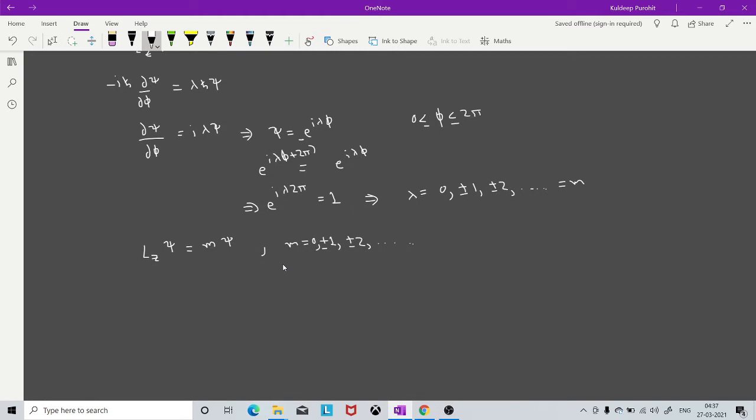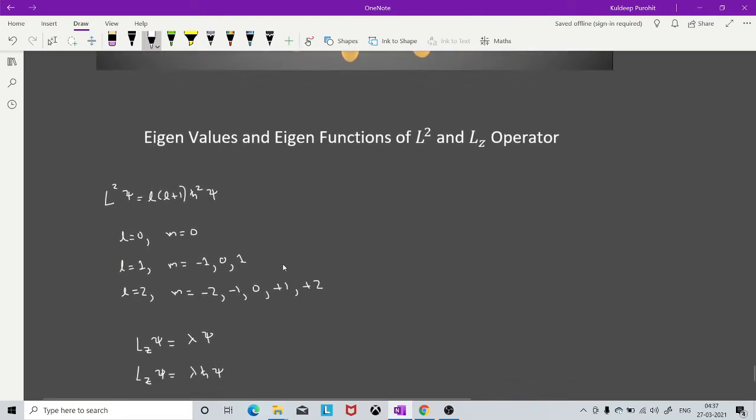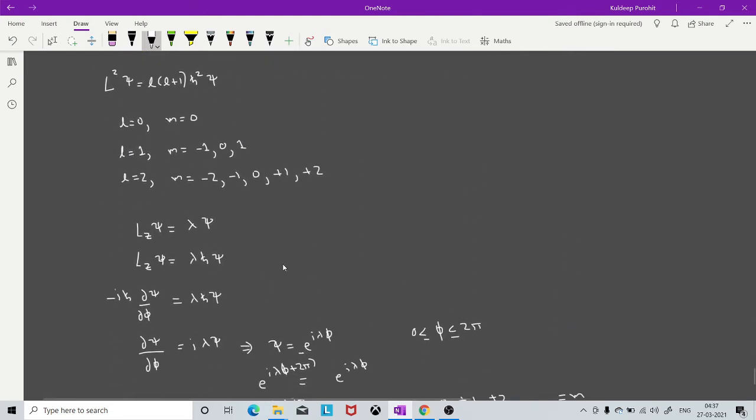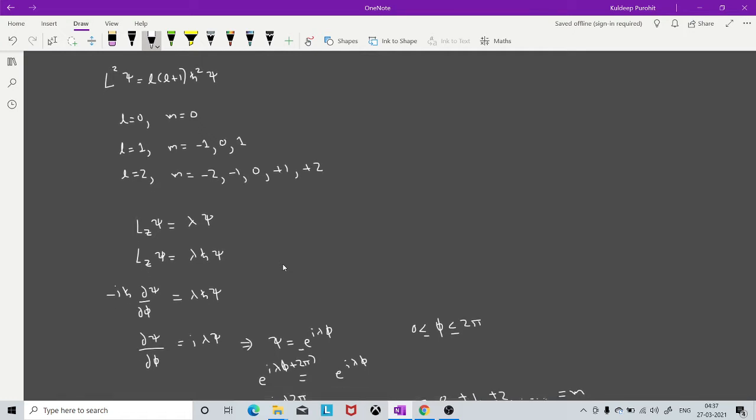And you know that we have found here also that the eigenvalues of L square operator are L into L plus 1, and the value of L actually depends on m. The value of m actually depends on L. But both of these are interrelated. So how does this look? What are the roles of L and m?